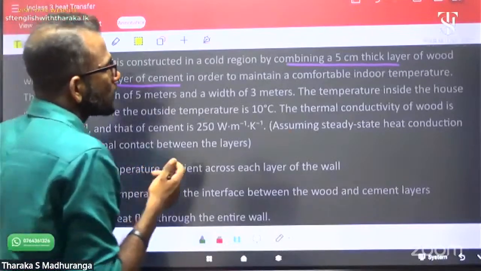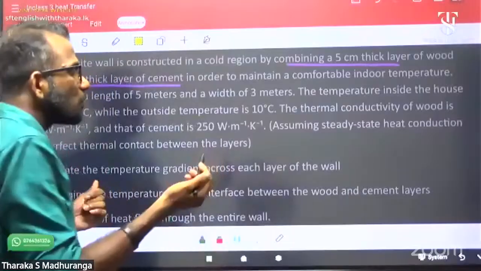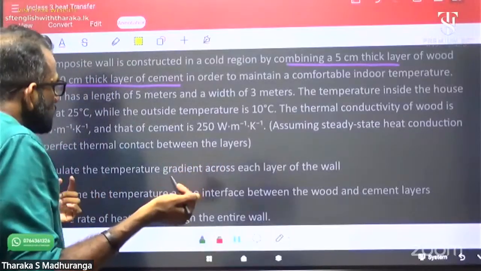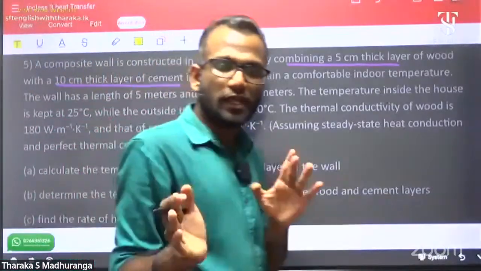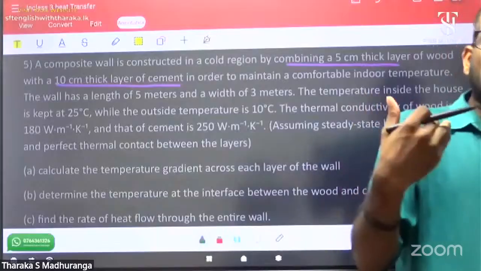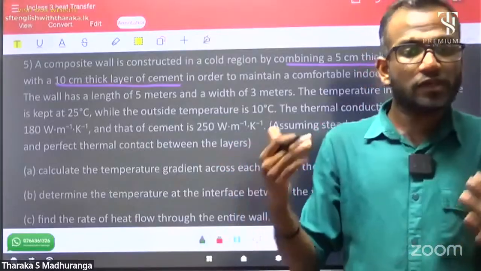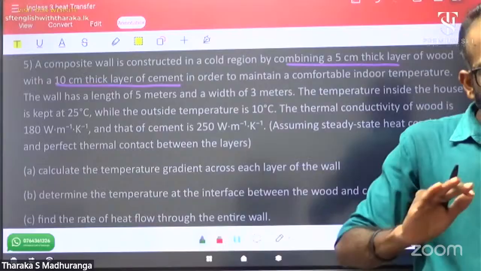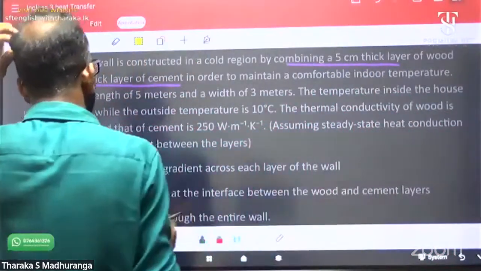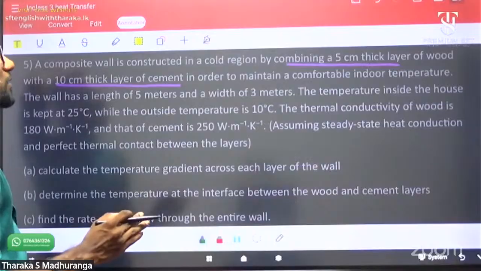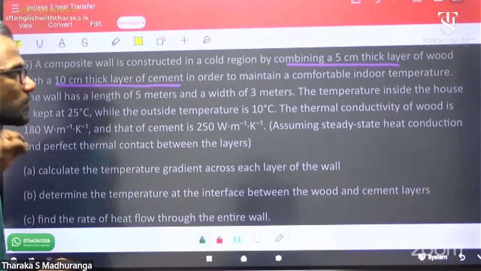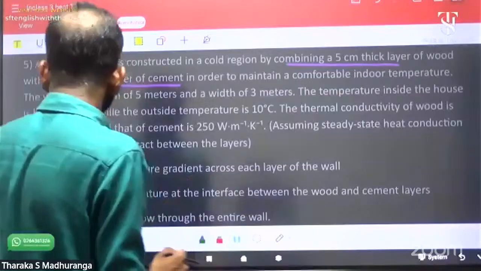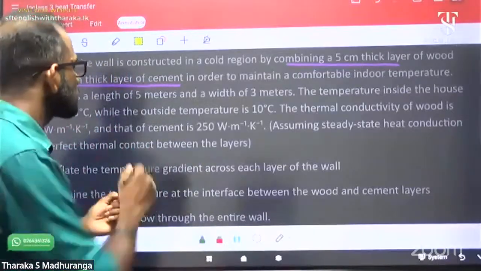The temperature inside the house is 25 Celsius while the outside temperature is 10 Celsius. Inside the house we can maintain a 25 degree ambient, comfortable temperature, right? The thermal conductivity of wood is 180 and cement is 250. Assume steady state heat conduction and perfect thermal contact between layers.